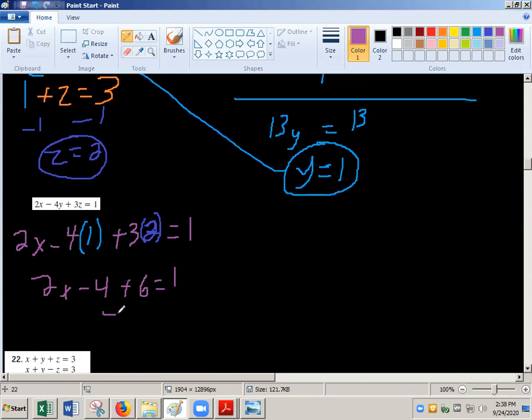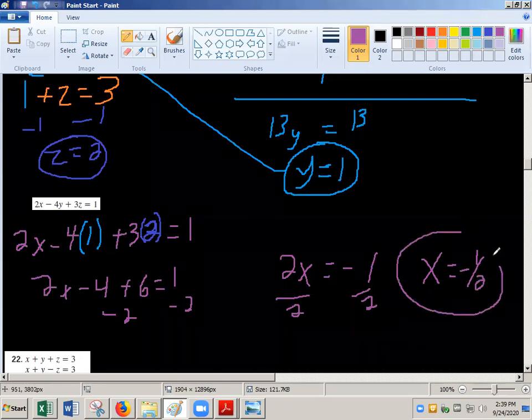I'm going to subtract 2 from both sides. 2x equals negative 1. Divide by 2. And my x value equals negative 1/2. And I'm done. Any questions on this one? So I have my x, negative 1/2, my y 1, and my z 2.